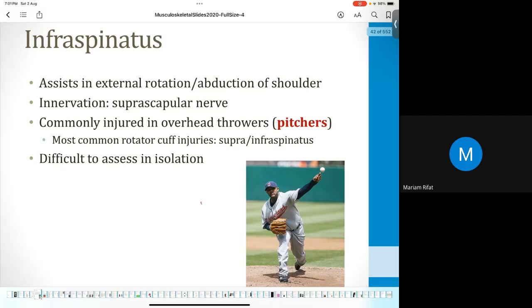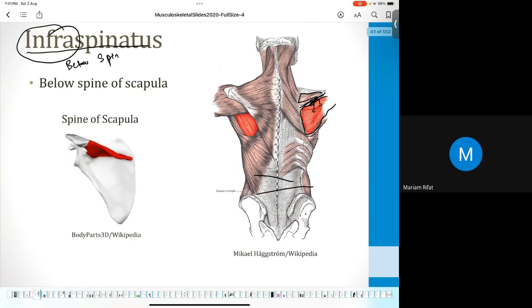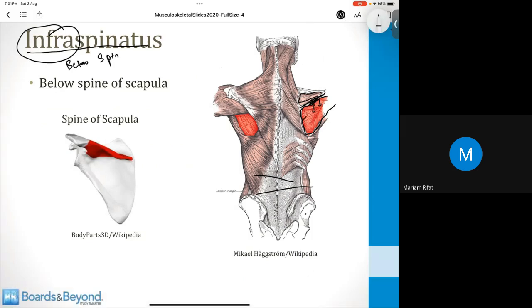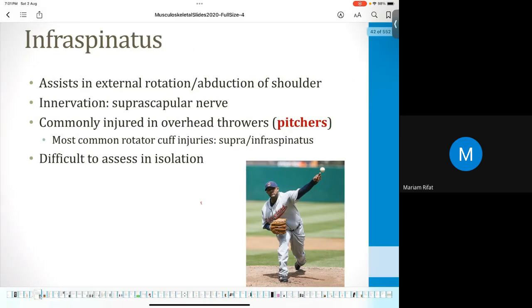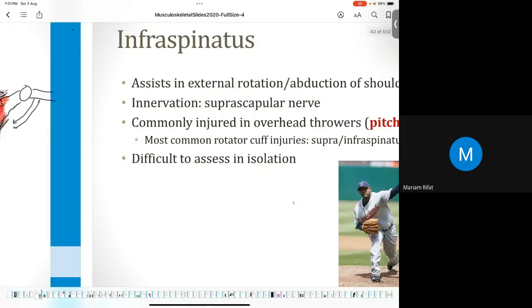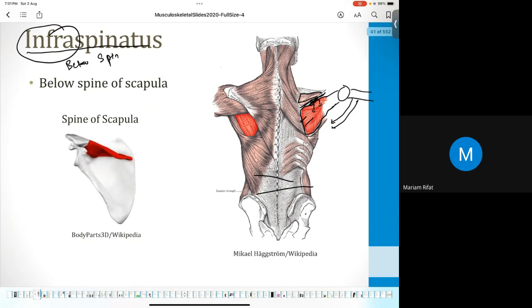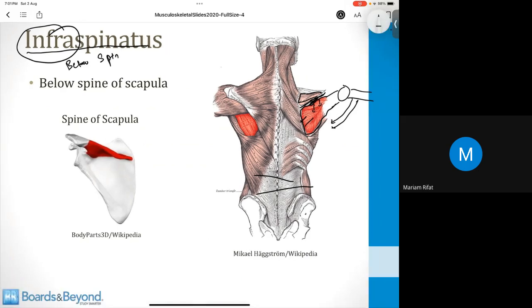So let's discuss the function of infraspinatus. Infraspinatus basically helps in external rotation and abduction of the shoulder. You can see it here, right? If I'm pulling this muscle from its origin side, it's attached on the arm. So what is going to be the function of it? It's going to pull the arm. Is it going to cause abduction or adduction? It's going to cause abduction of the shoulder, right? Not adduction.